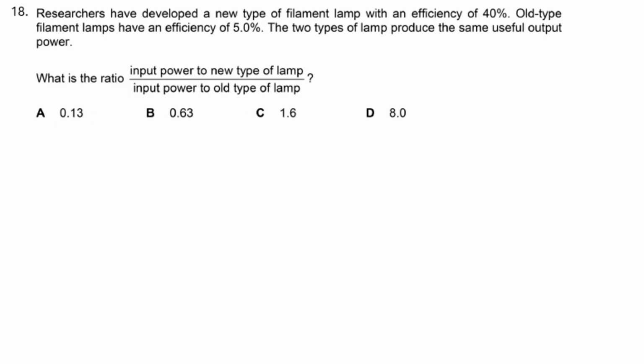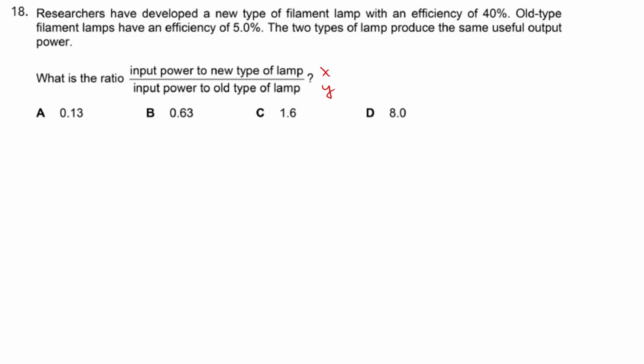Researchers have developed a new type of filament lamp with an efficiency of 40%. Old type filament lamps have an efficiency of 5.0%. The two types of lamps produce the same useful output power. What is the ratio of the input power to the new type and the input power to the old type of lamp? So let's call the first one X and the second one Y.